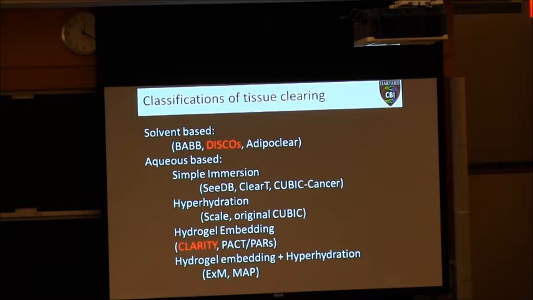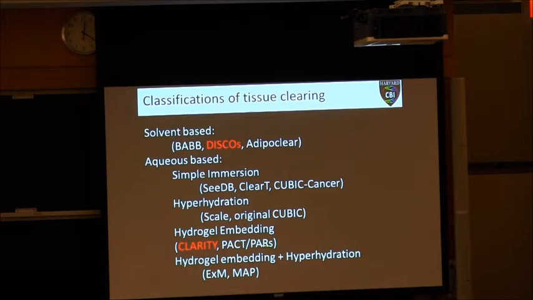The aqueous-based techniques, we can break those down into simple immersion techniques. These are ones where you just dump your tissue in it and wait, and probably exchange that solution a few times. The hyperhydration techniques actually try to take hydrophobic regions of your sample and penetrate some water in there a little bit better to reduce the overall refractive index. And then we have a bunch of hydrogel embedding techniques. So this is like CLARITY, where you embed your sample in the hydrogel first and then remove some components of that. I'm going to go into more detail of these in the next slide.